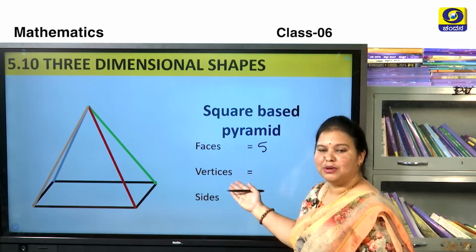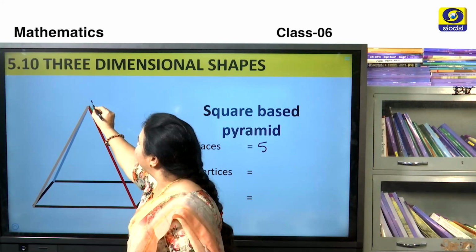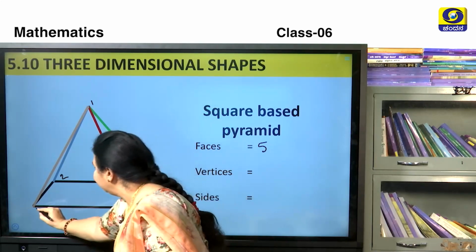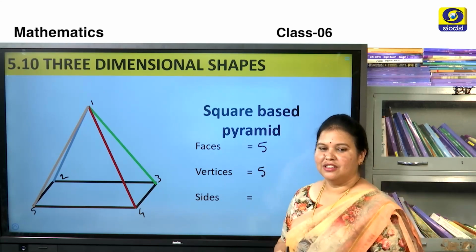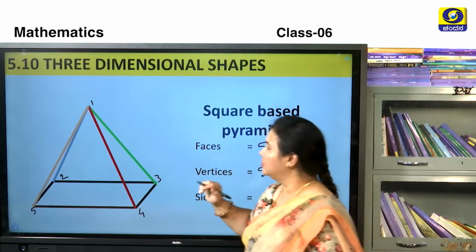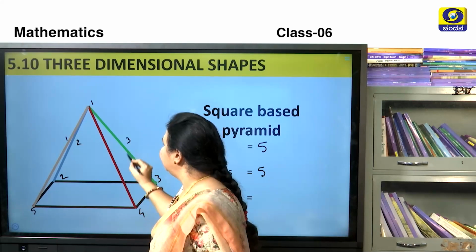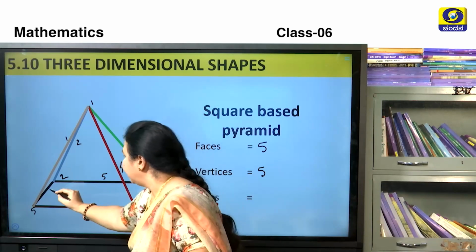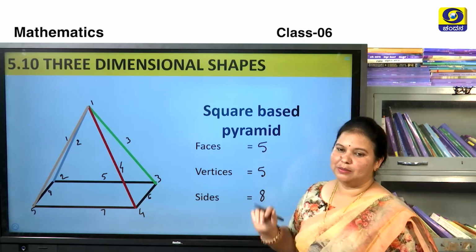Now let us count number of vertices in this square based pyramid. See, 1, 2, 3, 4 and 5 vertices are there. Isn't it? Now let us count number of sides in this square based pyramid. So 1, 2, 3, 4, 5, 6, 7 and 8. So 8 sides are there in this square based pyramid.